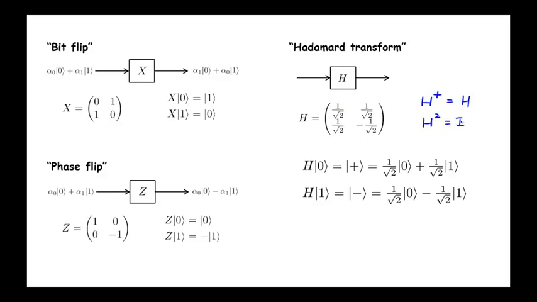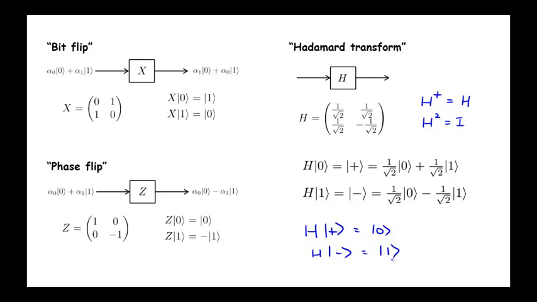And now, let's see what happens if we start with the 0 state and apply this gate to it. Well, if you start with 0, you get the first column, which is 1 over square root 2 |0> plus 1 over square root 2 |1>, which is the plus state. And if you apply H to 1, you get the second column, which is 1 over square root 2 |0> minus 1 over square root 2 |1>, which is the minus state. And similarly, H of plus is 0 and H of minus is 1.